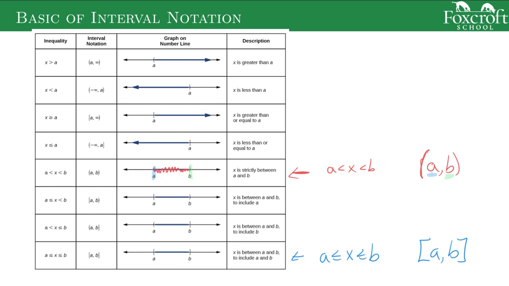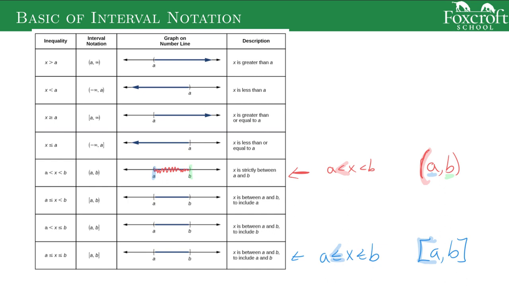Let me do it in highlighter. This curve here means I have this strict inequality there. This square bracket here means I have the less than or equal to. So curve means just less than, square means less than or equal to. But you go from left to right and just include those things.